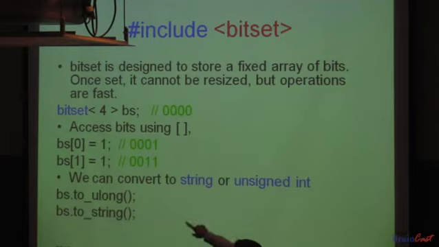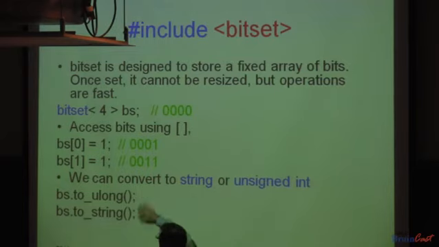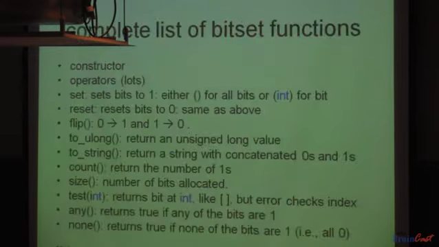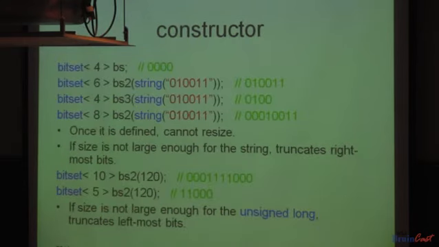So for example, you can set individual values equal to 0 or 1 using the random access operators. That's pretty straightforward. You can also convert to string or unsigned int. In other words, you can convert this to a string of zeros and ones. So there's some internal representation, and you can return a string so that you can print it out, for example. You can also create a sequence of zeros and ones based on the binary representation of an integer.